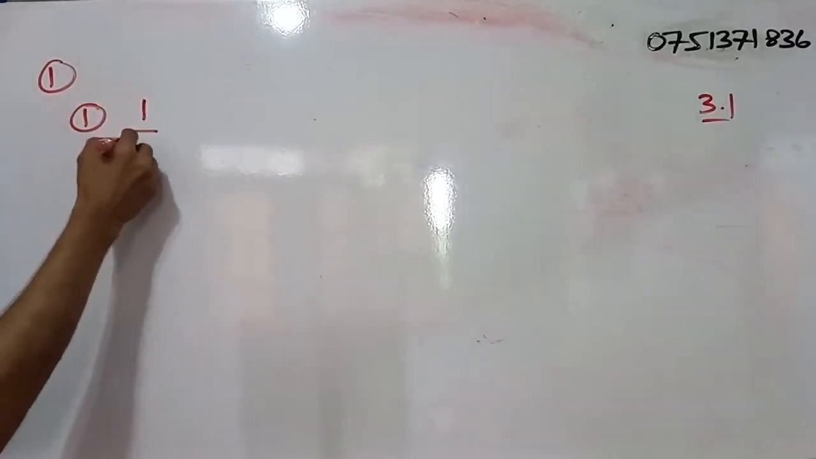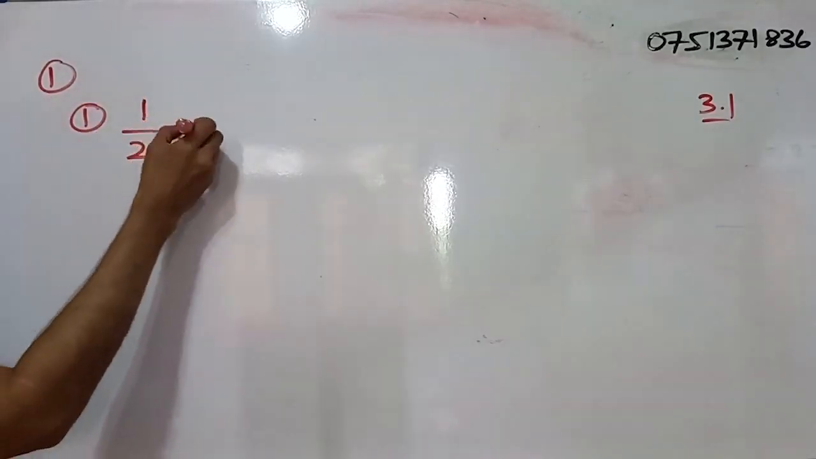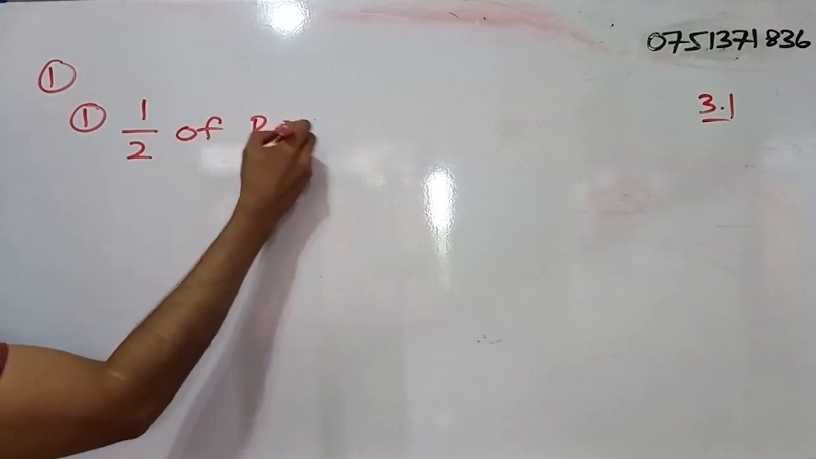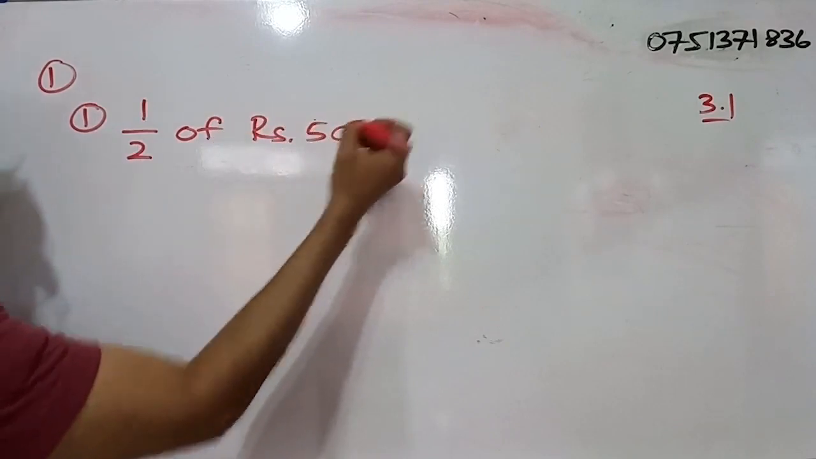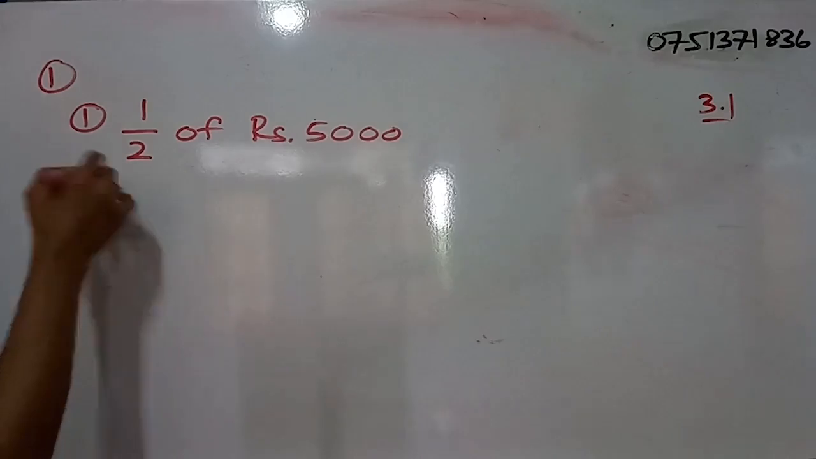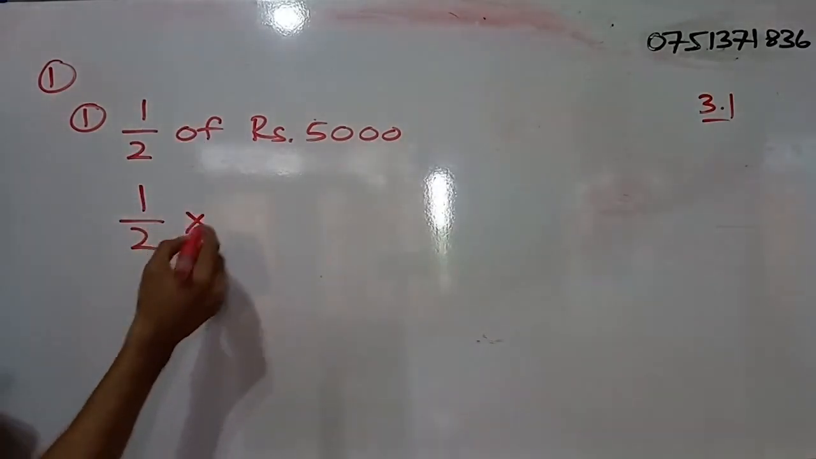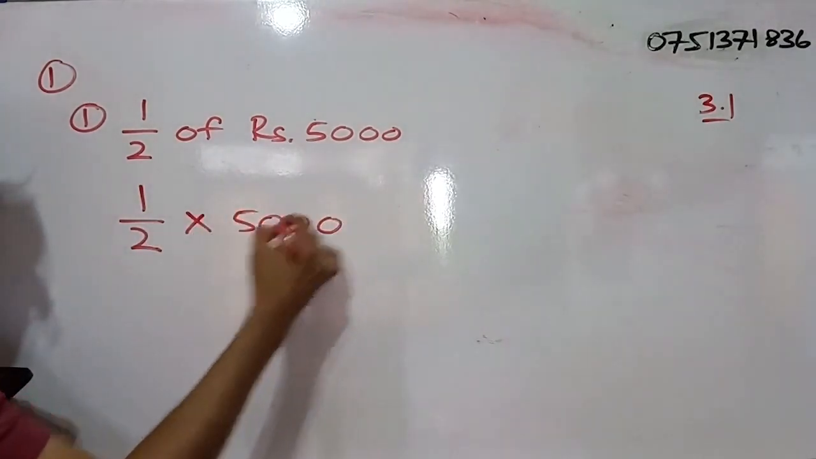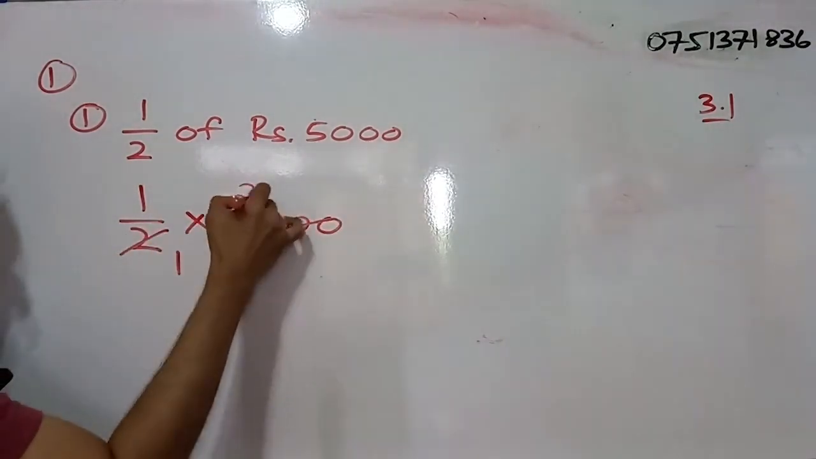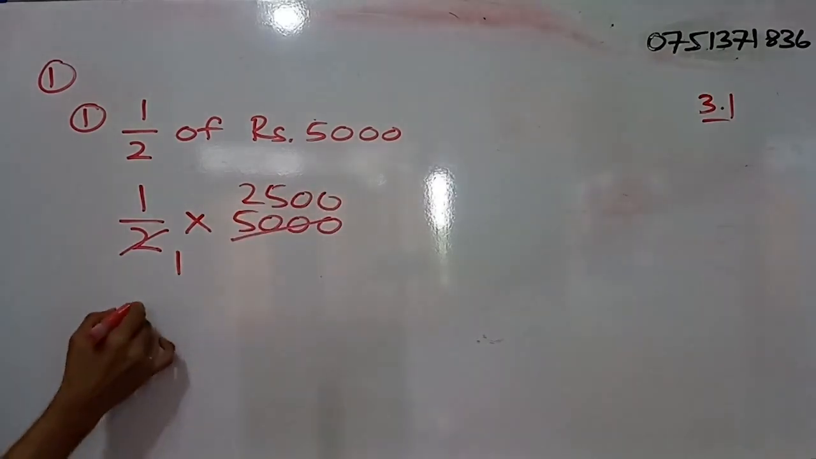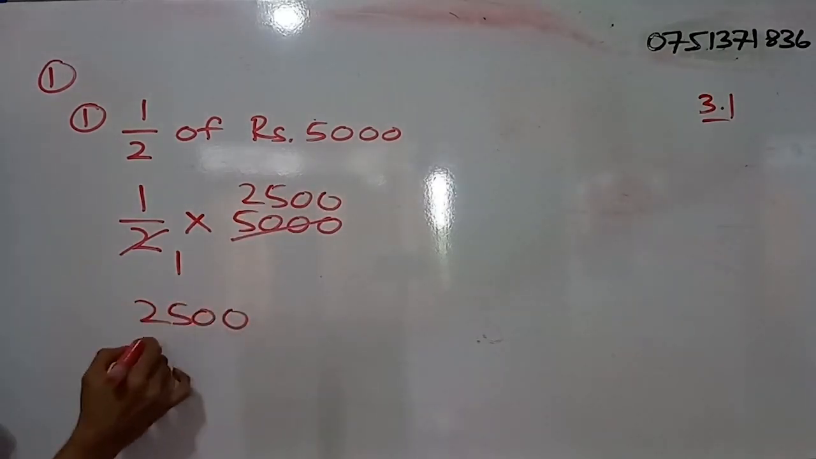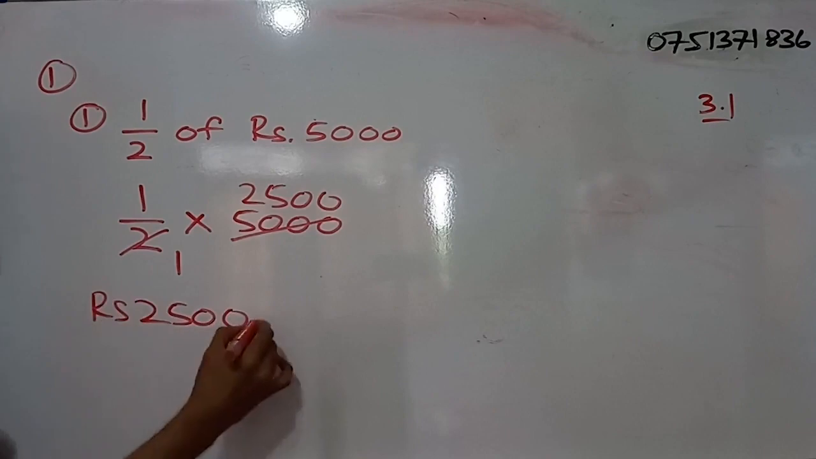Right, so we had half of rupees 5,000. So what is that? Half, we replace off by what? By multiplication symbol, then 5,000. 2 times 1, 2 times 2,500. So what is the value? 2,500 rupees.